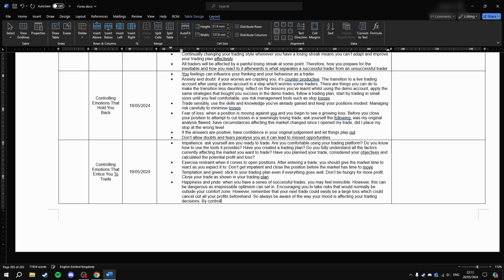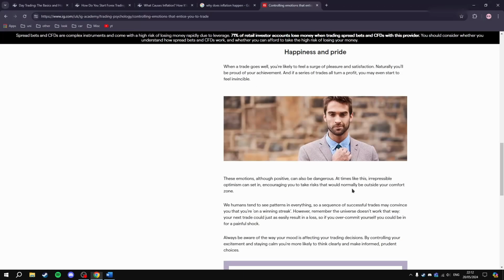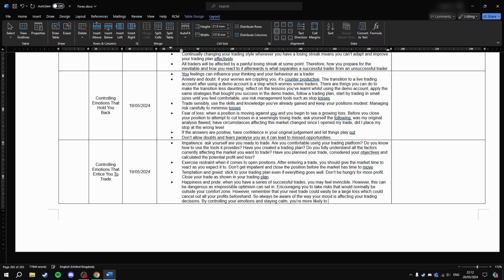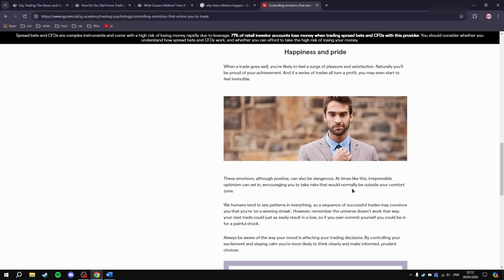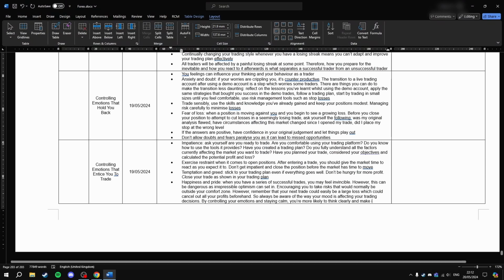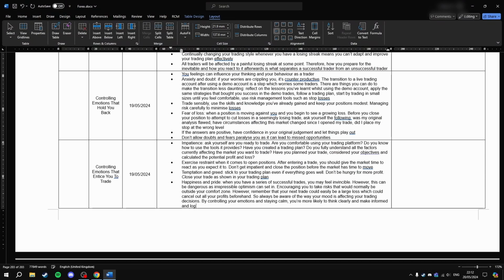By controlling your emotions and staying calm, you're more likely to think clearly and make informed and logical decisions.